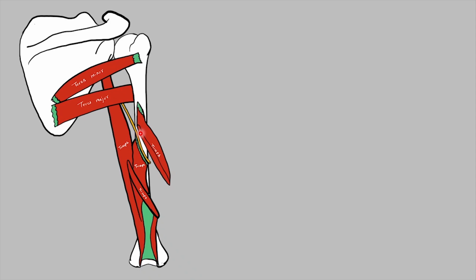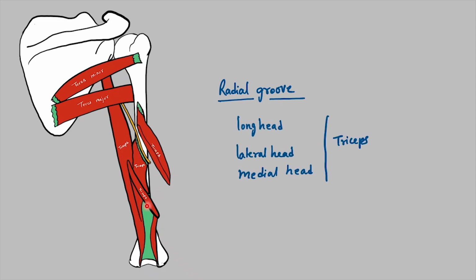In the posterior compartment of the arm, the nerve travels in the radial groove, where it gives motor supply to the long head, the lateral head, which is shown cut here, and the medial head of the triceps muscle. Another motor branch is given to the anconeus muscle, which lies in the posterior aspect of the elbow, somewhere here.